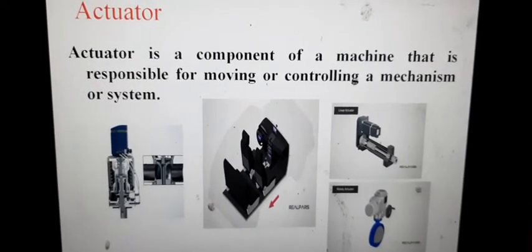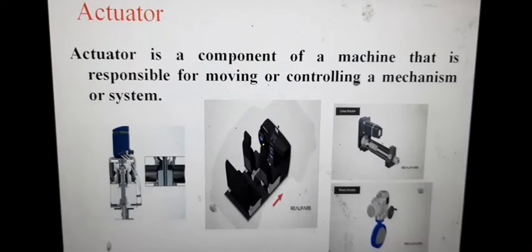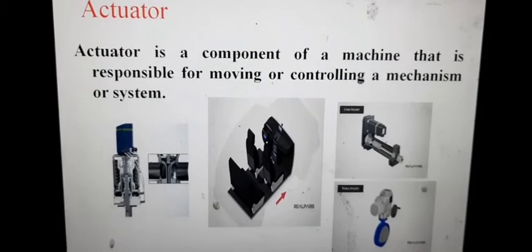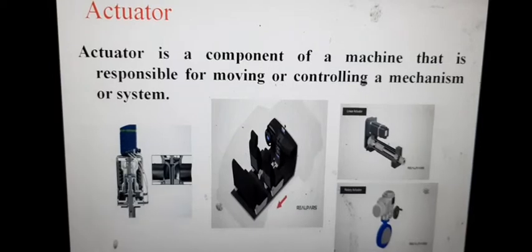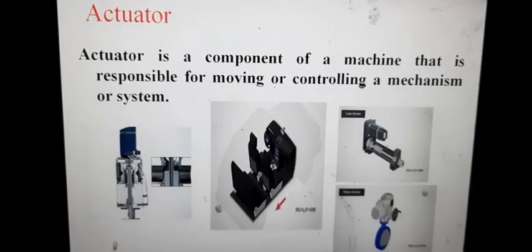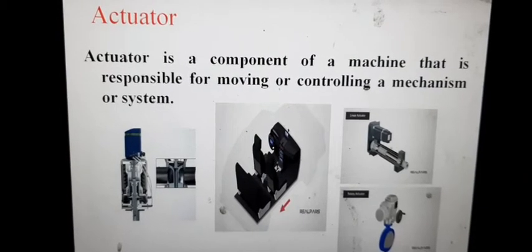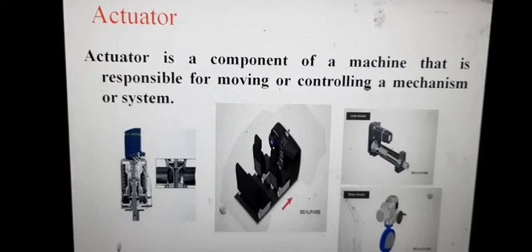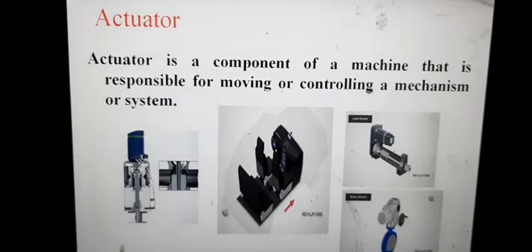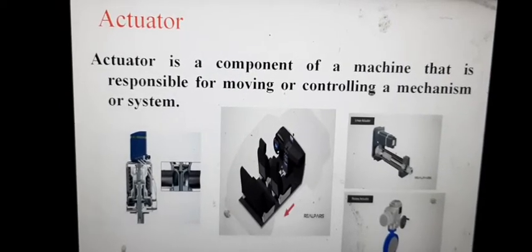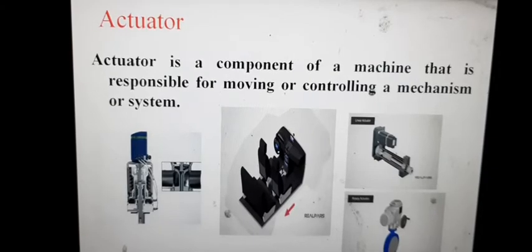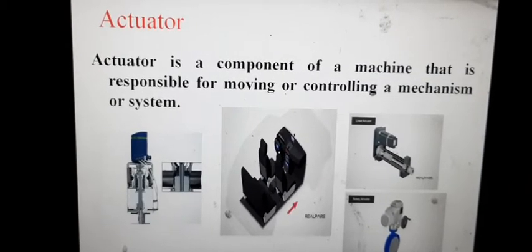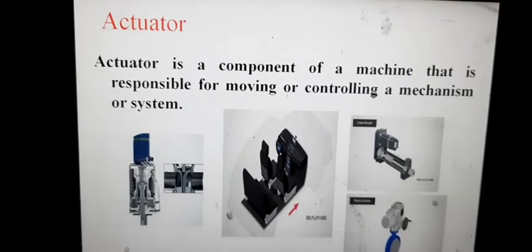The actuator is basically a device which is used to produce some kind of motion or movement. Here you can see, in the first image, because of the fluid pressure it is able to move the piston, because of which the valve is opening. So this is an example of an actuator. In the second image, the car seat is moving in the forward and backward direction. This is also done with the help of an actuator.